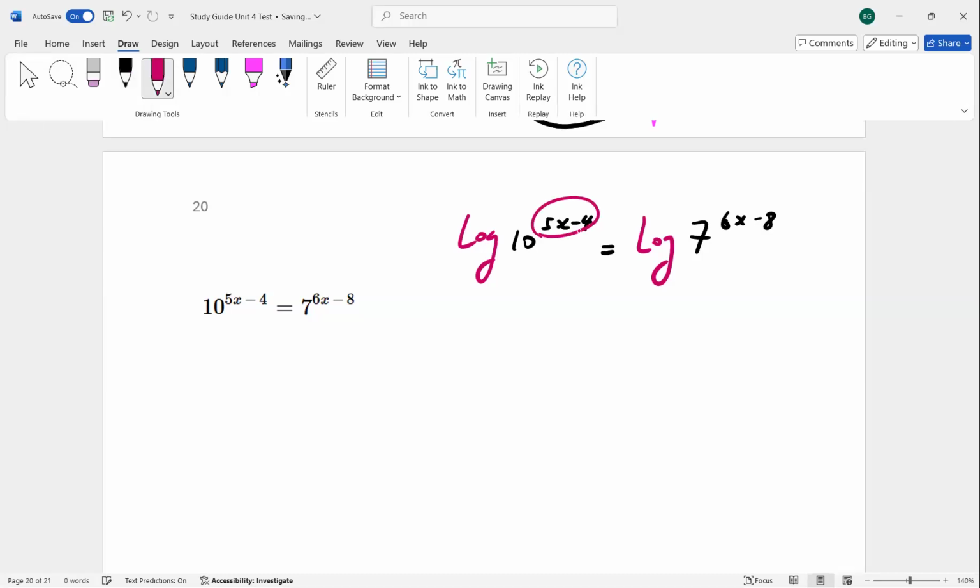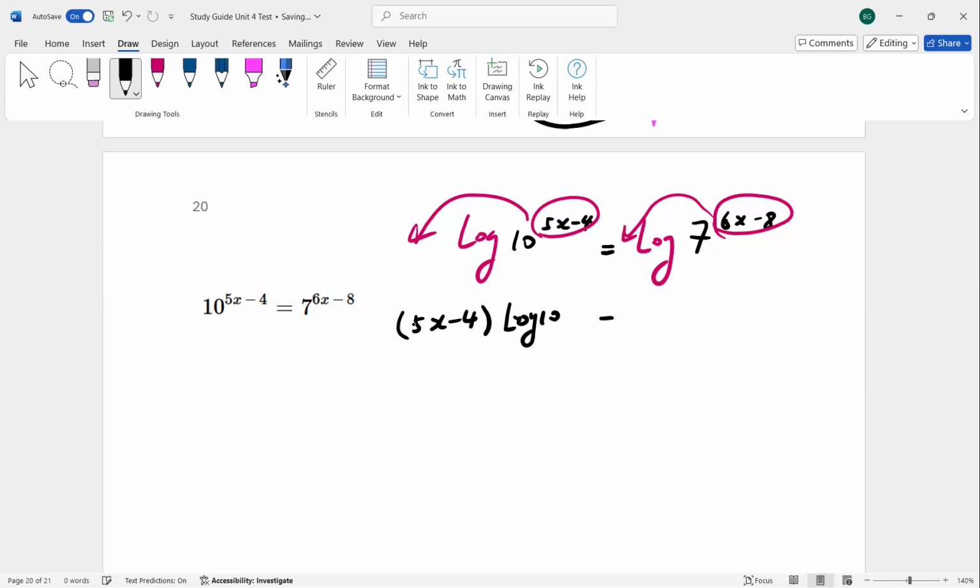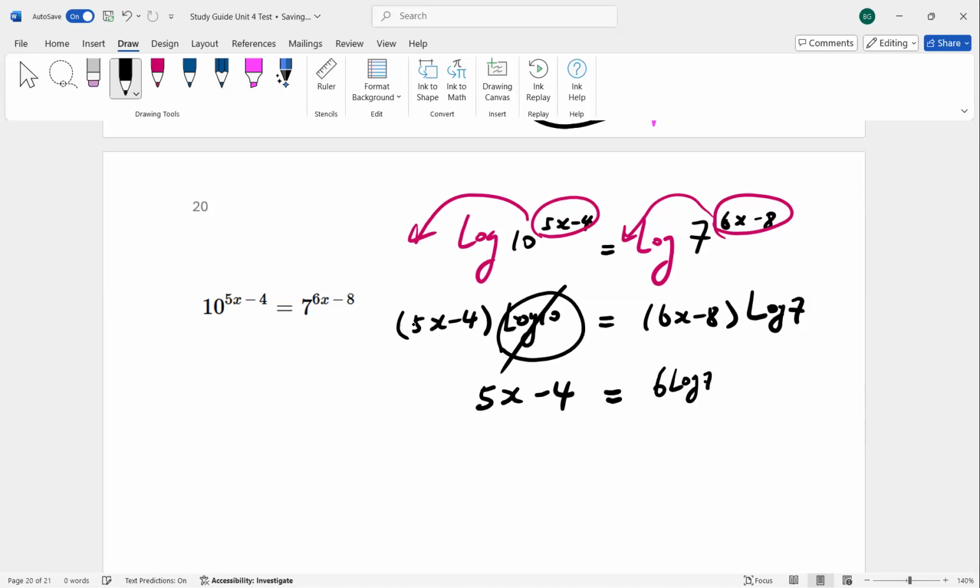Same thing by the power rule, we can move the exponent in the argument in front of the log. Then we have (5x minus 4) log of 10 equals (6x minus 8) log of 7. Log of 10 is 1. Okay, that might make it a little bit simpler. So we have 5x minus 4 on the left side. We only need to distribute on the right side now. And we have 6 log 7 times x minus 8 log 7, right?